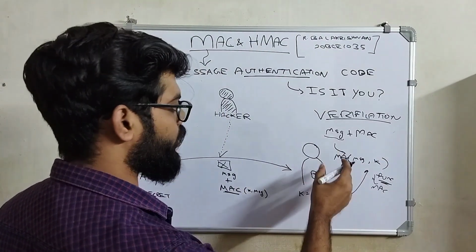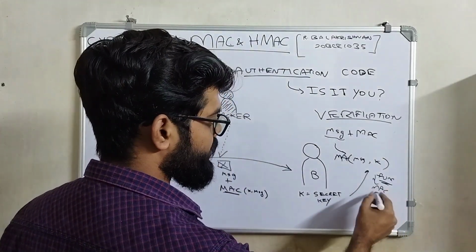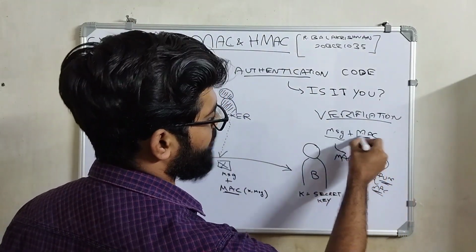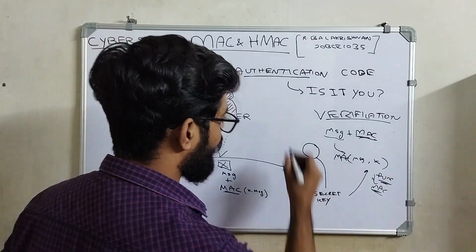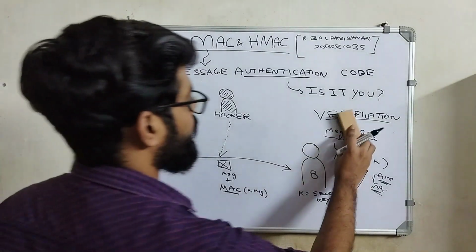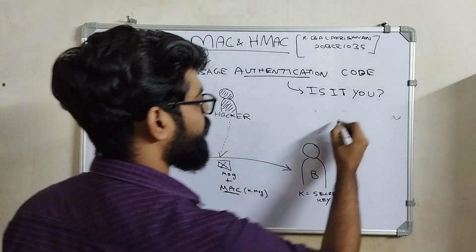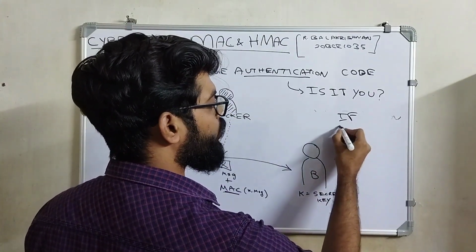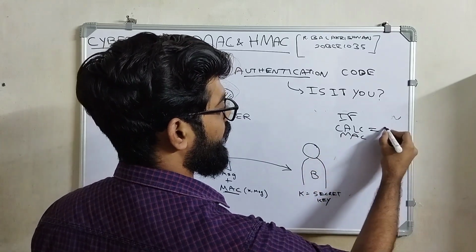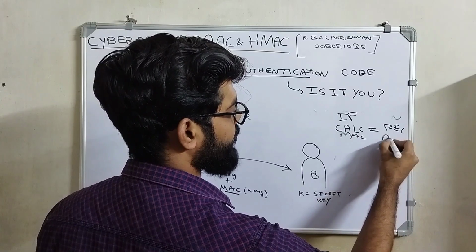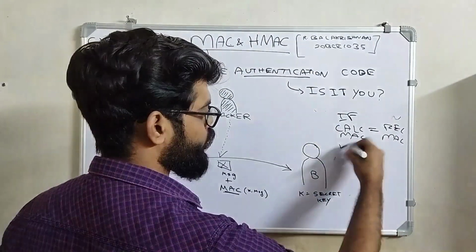So it will take the input and get a MAC value, and this calculated MAC value will be compared with the received MAC value. The condition is: if the calculated MAC value is equal to the received MAC value, then it is true. It is a correct message.